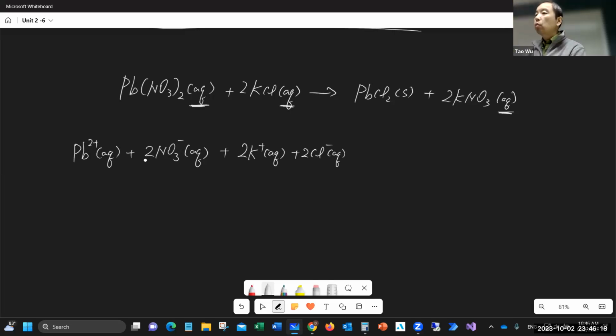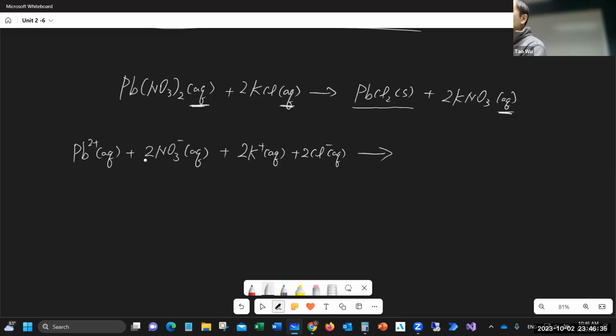So generally, this is what we have in the reactant. And then they're going to form the product. Again, we talk about this guy is a solid phase. In another word, this is insoluble, which is a precipitate.